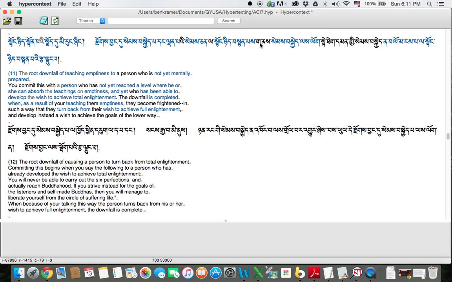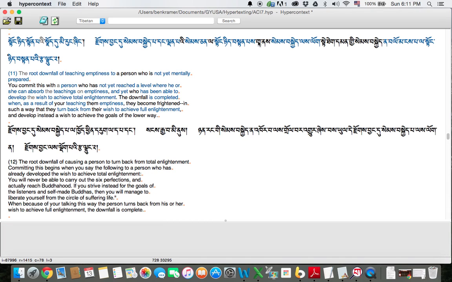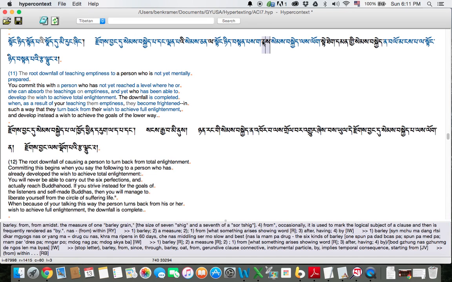So, here's this problem. Having become frightened, then from becoming frightened they turn back, and that's why that nay is there. So this chalk is become frightened? Yeah. They is implied. So I'm going to gray it, and same with them. In such a way. It is the nay is in such a way that, isn't it?